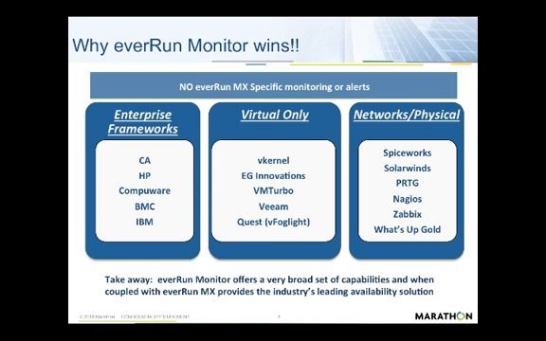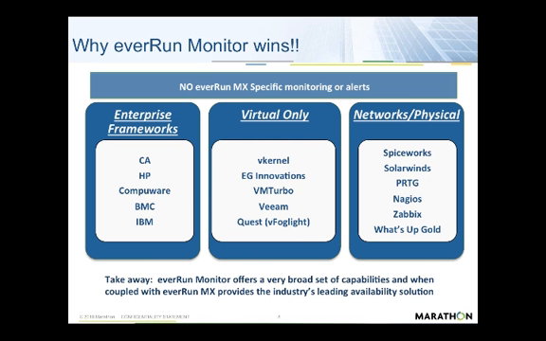The virtual only, as I mentioned earlier, we're looking at vKernel, EG Innovations, VMTurbo, Veeam, vFoglight. Again, coming from someone that's used these products in the past, all very good products. However, they stop at the virtualization layer. They are not inside the VM. They're not collecting deep metrics inside of the VM. They're not monitoring performance inside the VM. They're not outside the VM looking at networking gear, looking at edge devices. They're not doing any of that. Whereas that's the gap here from a virtual only perspective that we're looking to fill.